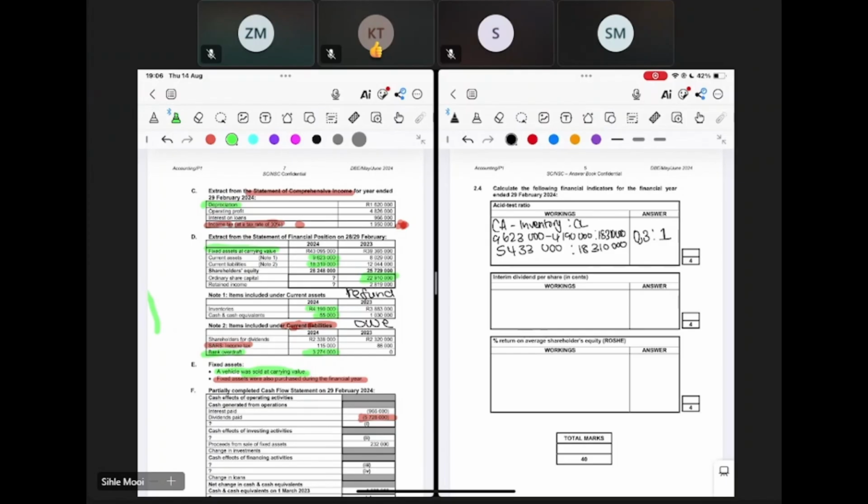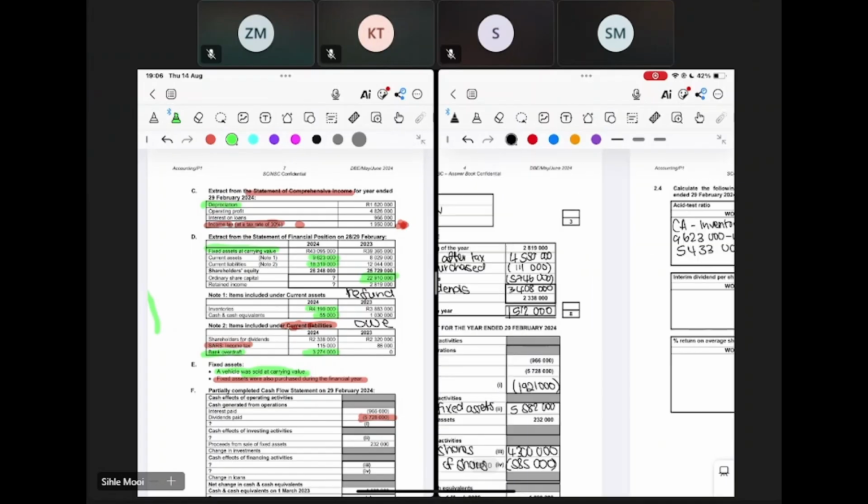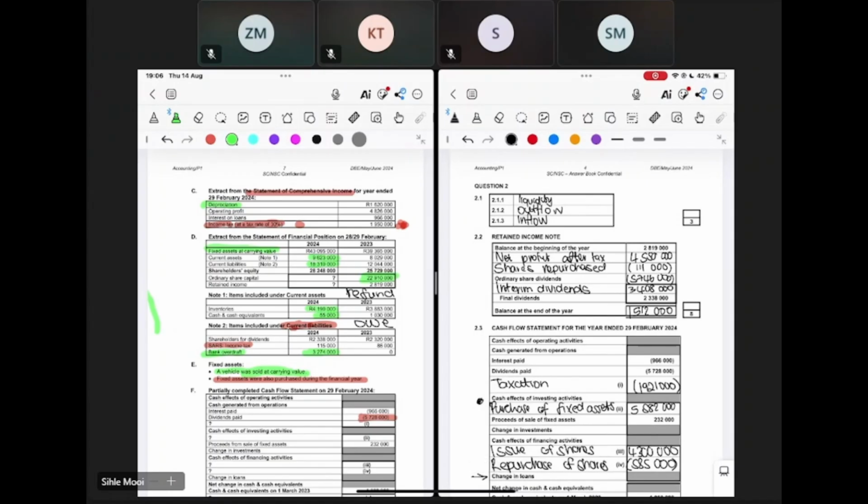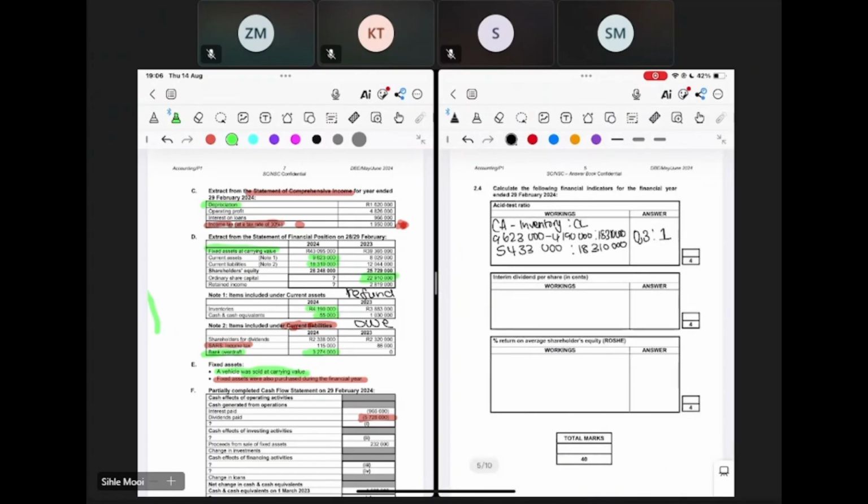Okay, all good. Then we get to the interim dividend per share in cents. So we did calculate what our interim dividend is. Our interim dividend is 3,408,000. And then we're supposed to calculate it per share, so that will be dividing it by the number of shares.